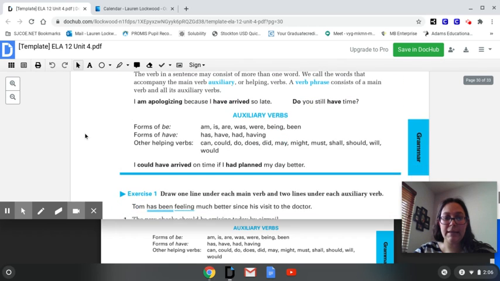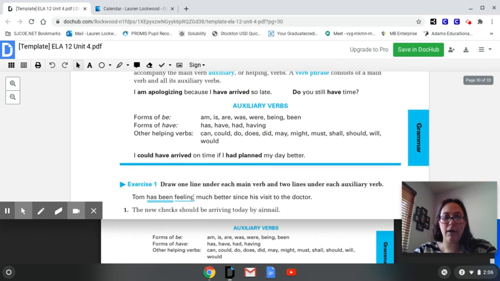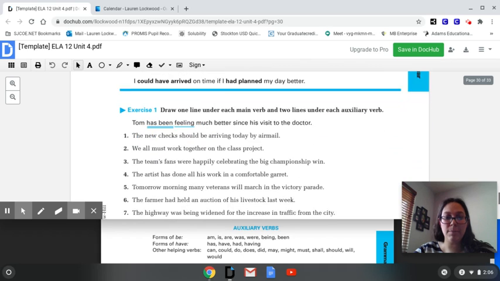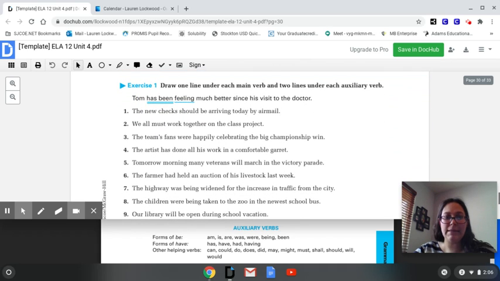So when you're doing this lesson, I copied down the auxiliary verbs or the helping verbs right here. You're going to look for that verb first. So in the example, they have Tom has been feeling. When you look at that list of verbs, you see that has is there and been is there. So those ones get double underlined. And what has he been? He has been feeling. The word that they're helping gets single underlined.